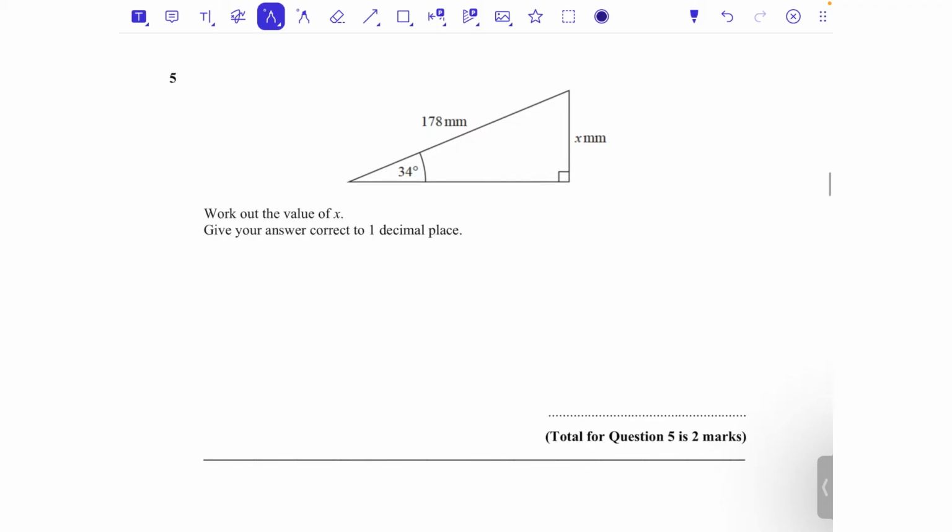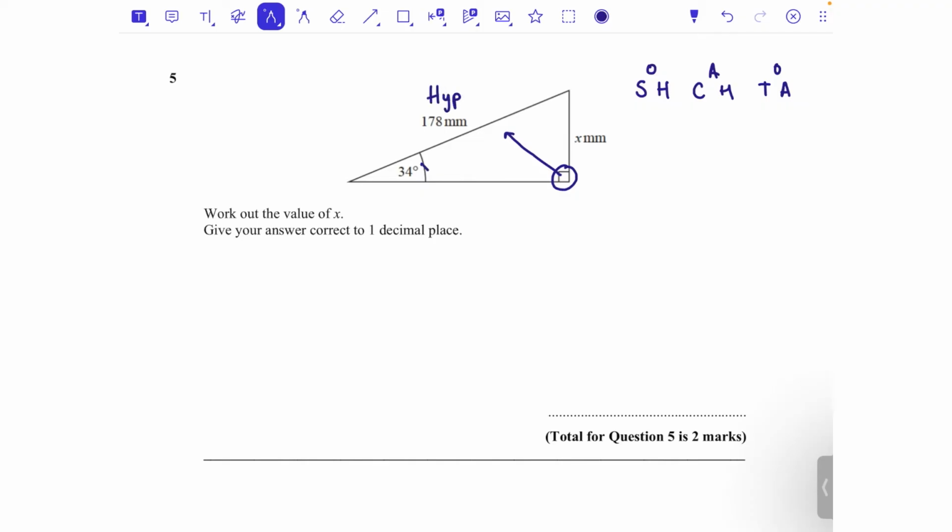Question number 5, work out the value of x. So this is a right-angled triangle, and we've got an angle involved. So that's telling me that this is a SOHCAHTOA question. I'm going to pop my triangles up here, SO, CA, and TOA. And first thing we're going to do is label our sides. I want you to go over from the right angle. That is your hypotenuse. So this is our hypotenuse.